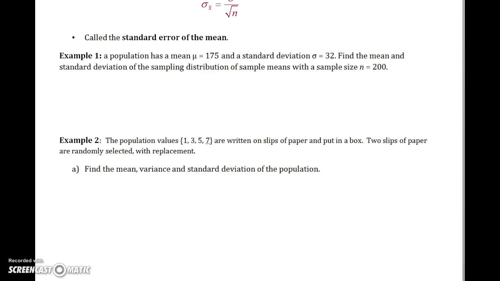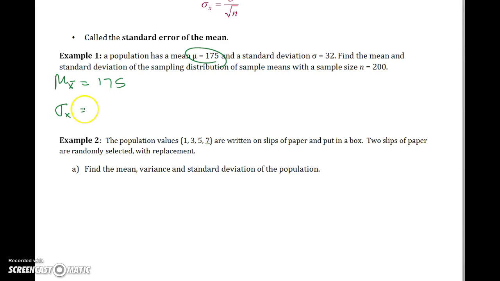Okay, example 1. A population has a mean of 175 and a standard deviation of 32. Find the mean and standard deviation of the sampling distribution of the sample means with a sample size of n equals 2. So what you are now looking for is the mean of the sample means and the standard deviation as well. Well, we know that the sample mean is the same as the other one. So if this mean is 175, this mean is 175. It's light, nice, and easy work.